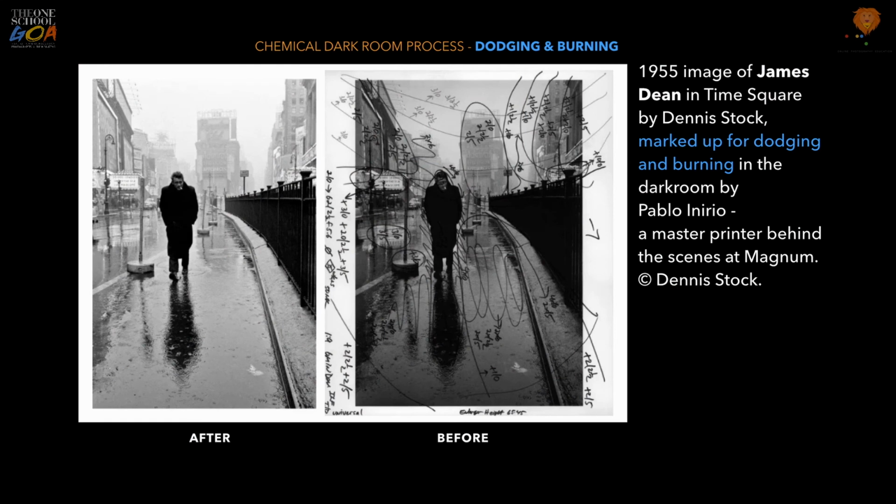I always tell my students at the One School Goa, do not use post-production to rescue an image, but use it to enhance an image. This is a great example of post-production from 1955. The photographer wants the image lightened and darkened in certain areas, because that's how he visualized it.